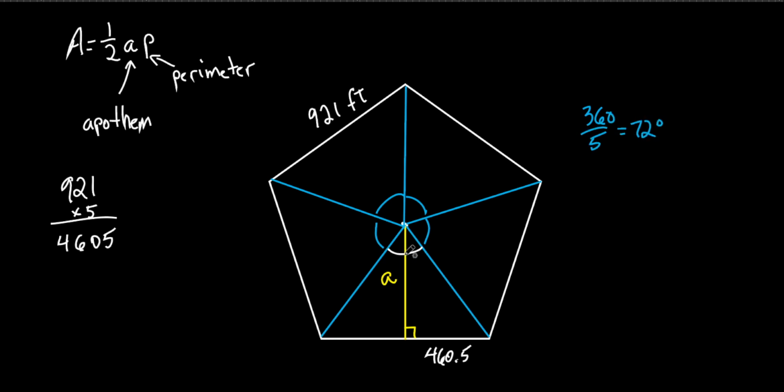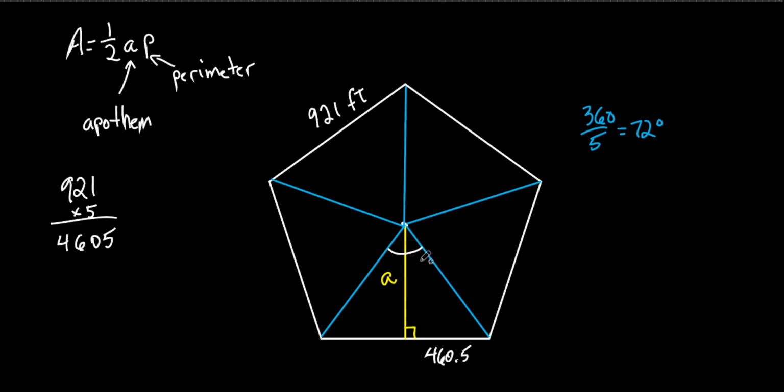All right, see that white arc right there? That's 72 degrees. Now, remember what we're trying to do. We're trying to find that yellow line right there. That's the key to this problem, right? The area is not a big deal because the perimeter wasn't hard at all. It's the apothem. So the whole thing is 72.